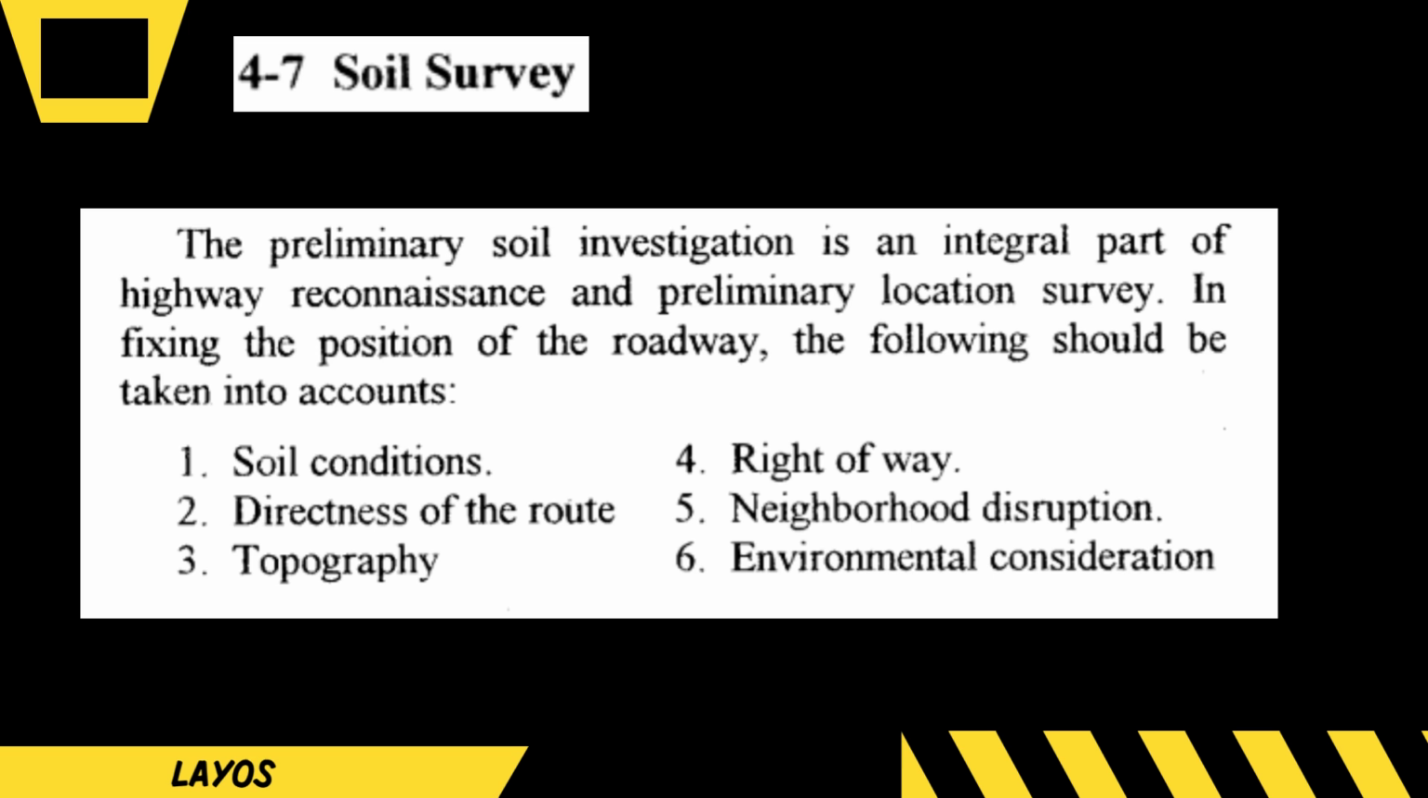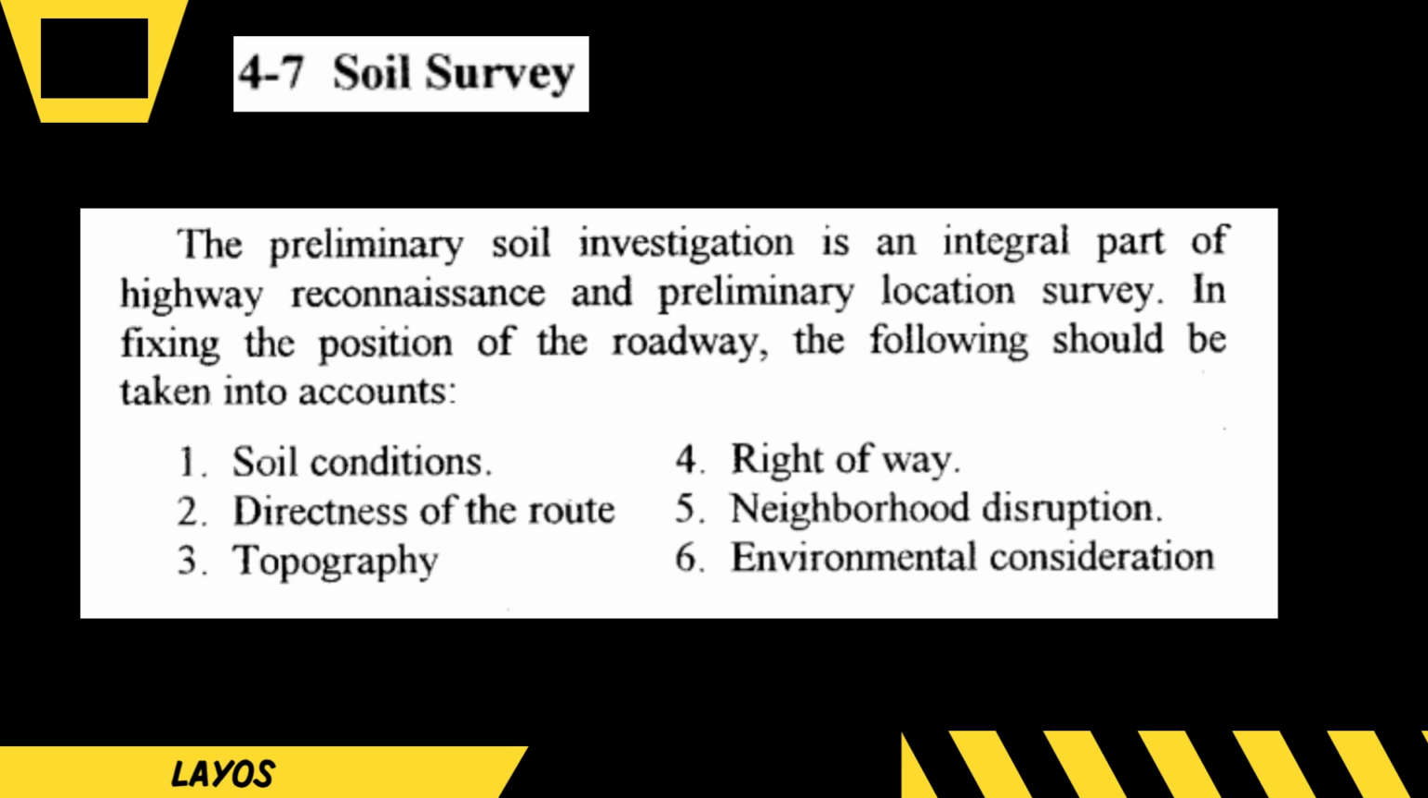Soil condition can be defined as the capacity of a soil to function within land use and ecosystem boundaries and to sustain biological productivity. Second is the directness of route. Route directness is the ratio of the route distance to the straight line distance. Third is the topography. It is the surface of the land and its relation to other areas.